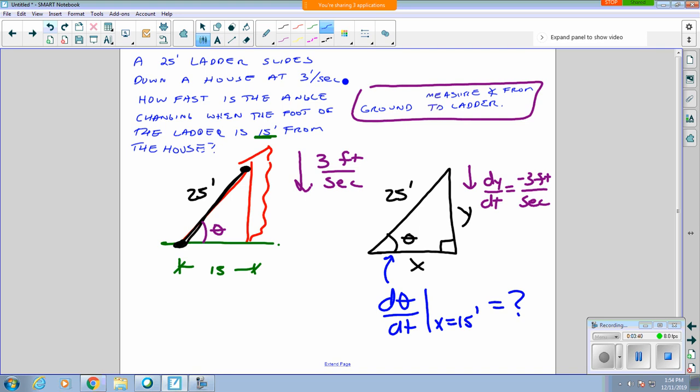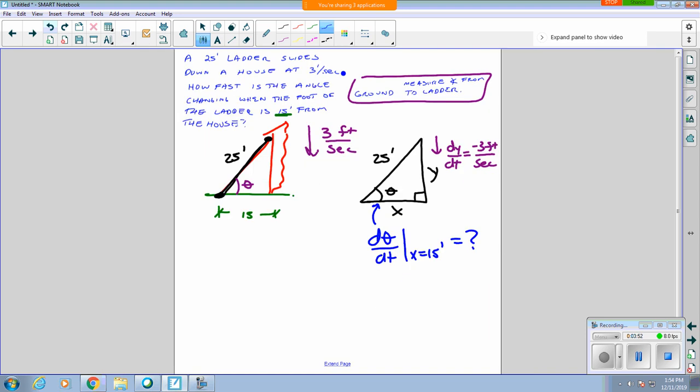And now we have to write a formula. And here's the hardest part about these. There are a couple formulas that could be written. So let's try to write them all, and then we'll pick what we think is the easiest one, because there's a whole bunch of relationships. Let's start with it. I could write sine of theta, and that's y over 25 feet, when we look at this triangle right up here. I suppose I could write cosine of theta equals x over 25 feet.